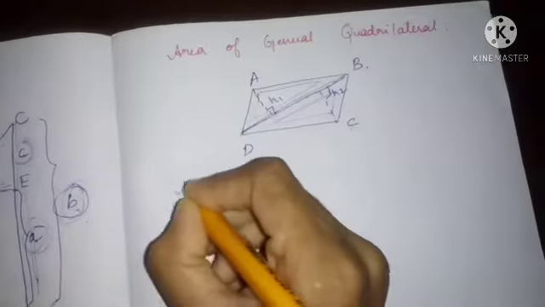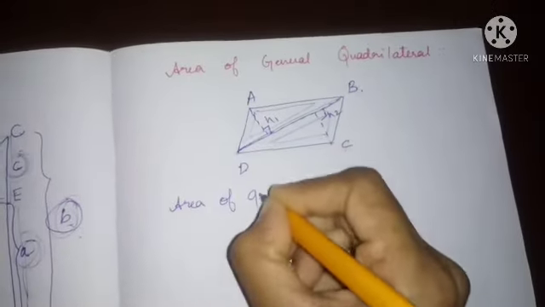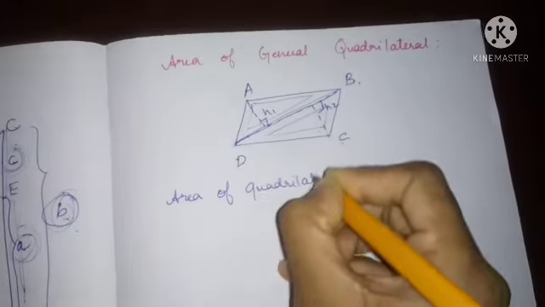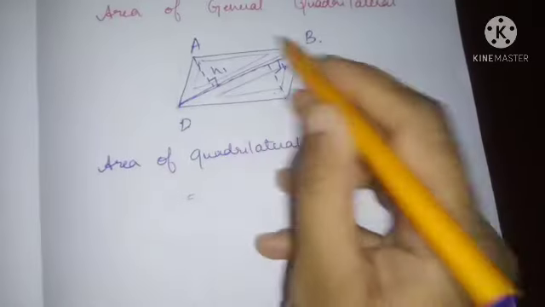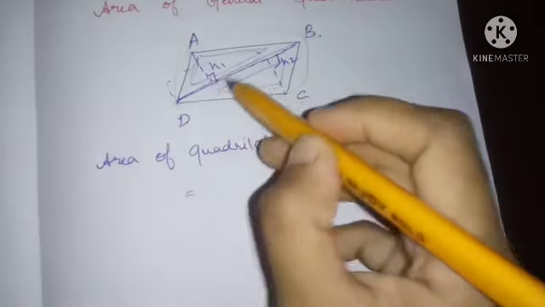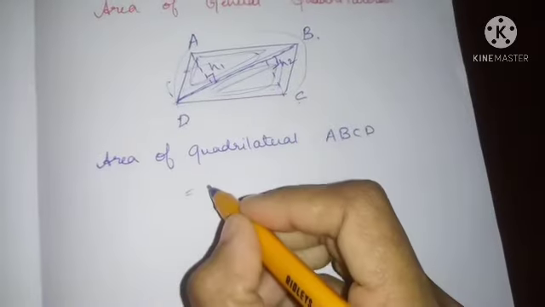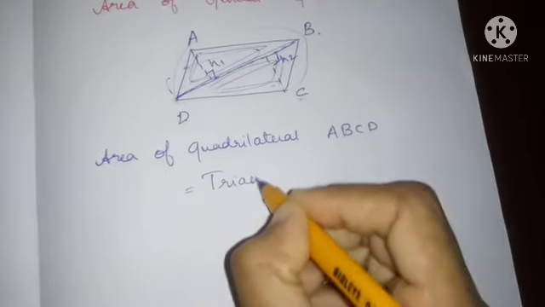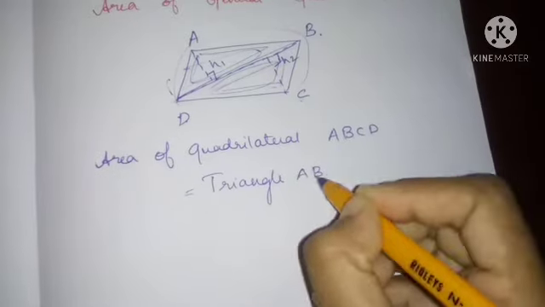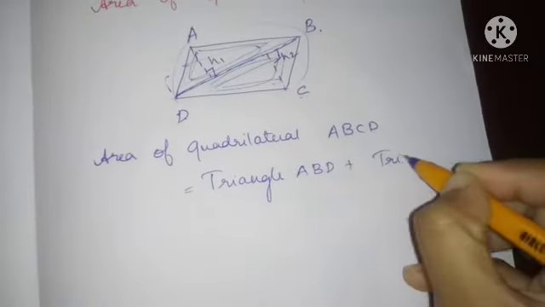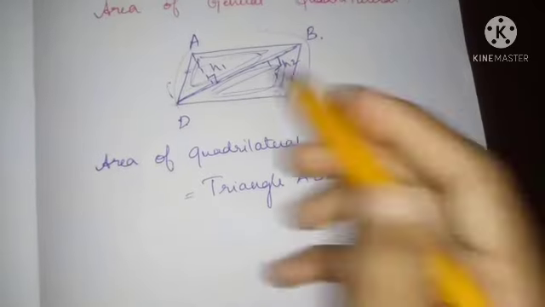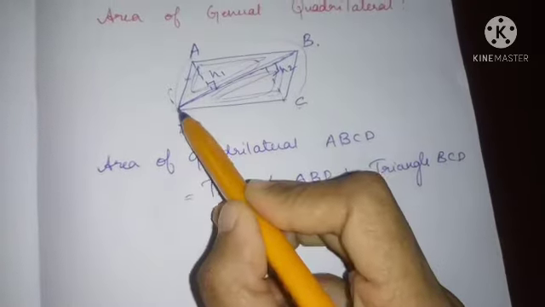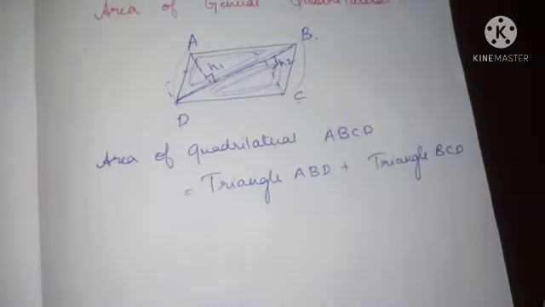Next, area of quadrilateral. I am going to find the area of the quadrilateral ABCD. If you want to find the area of the quadrilateral fully, you should add this triangle area and this triangle area. Upper triangle ABD plus triangle BCD. Triangle ABD area, triangle BCD area.